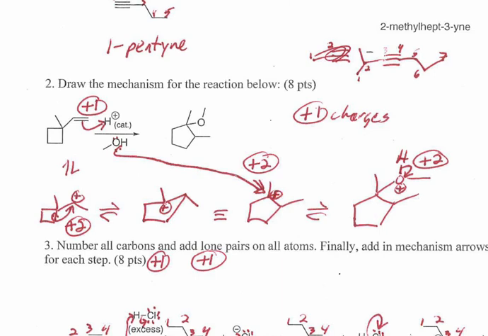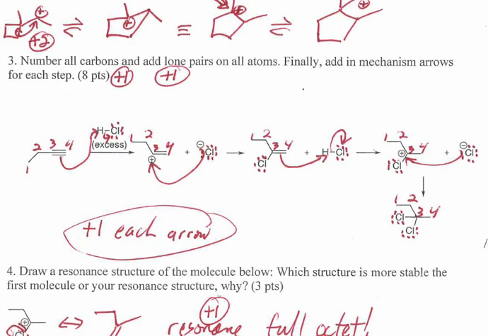There's no pi bonds or lone pairs for resonance. Solvent reacts, protic solvent, also something to look for. Solvent reacts, deprotonate. Don't forget to balance your charges. H falls off to remake H plus in the last step. Number all the carbons, 4 points, and add lone pairs. And then add in mechanism arrows.